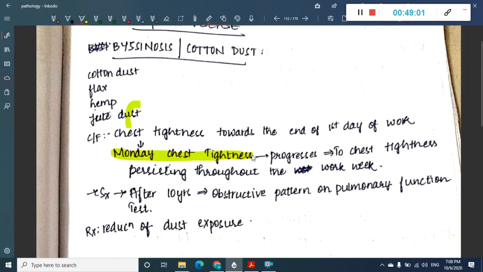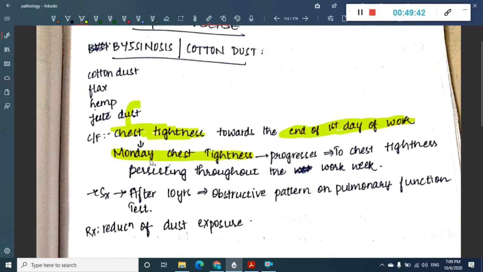Then on Monday, when he tries to go to work, he suffers from chest tightness. Okay, then he again goes to work, and after a day or two all this chest tightness will decrease, and again he is asymptomatic. So becoming symptomatic or having chest tightness during Monday or the first day of work, towards the end of the first day of work, is called Monday chest tightness.